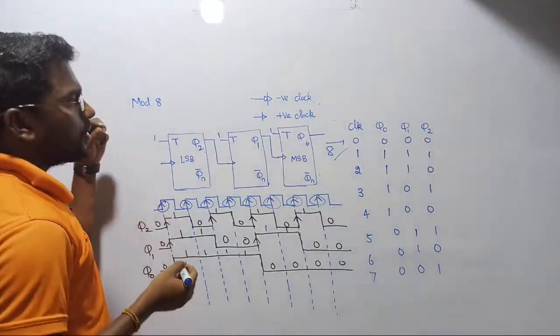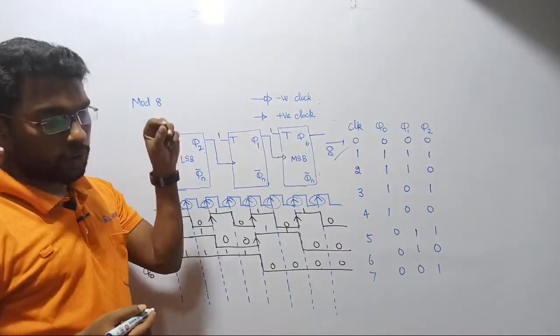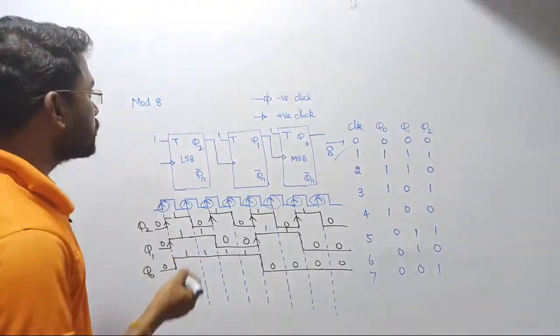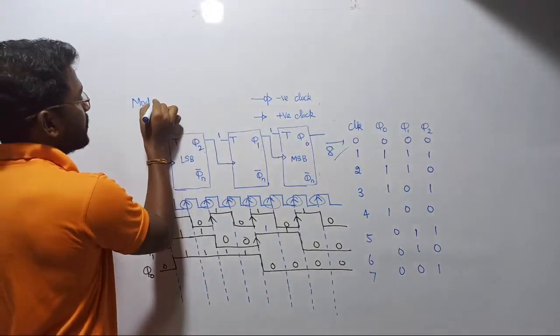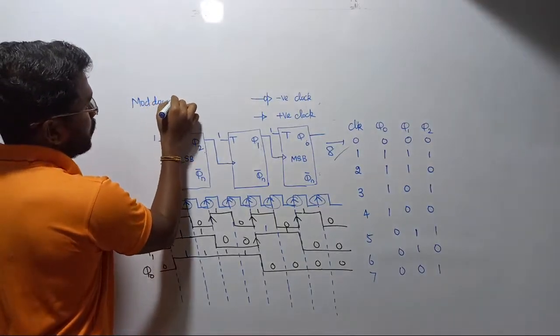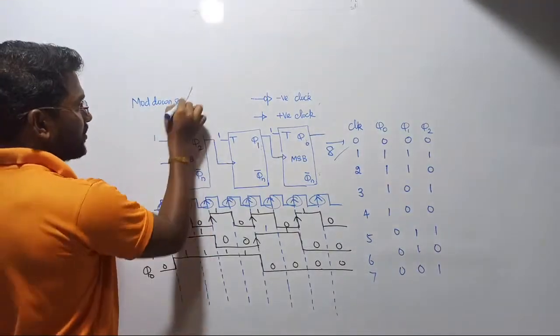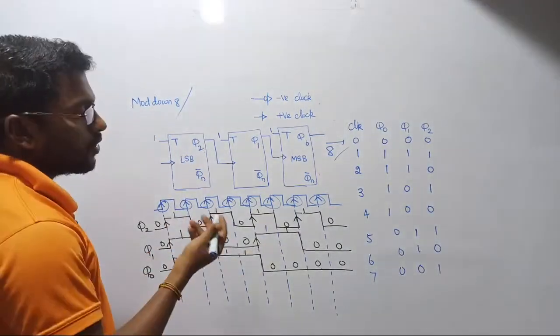But in the last case, your counter is called a mod up counter, right? So in the last case, what we saw was a mod up counter. This is called a mod down 8 counter, right? So this is a mod down 8 counter. Mod 8 down counter, we can also call it like this. Anyway, what type of counter is it? Is it a down counter or an up counter?